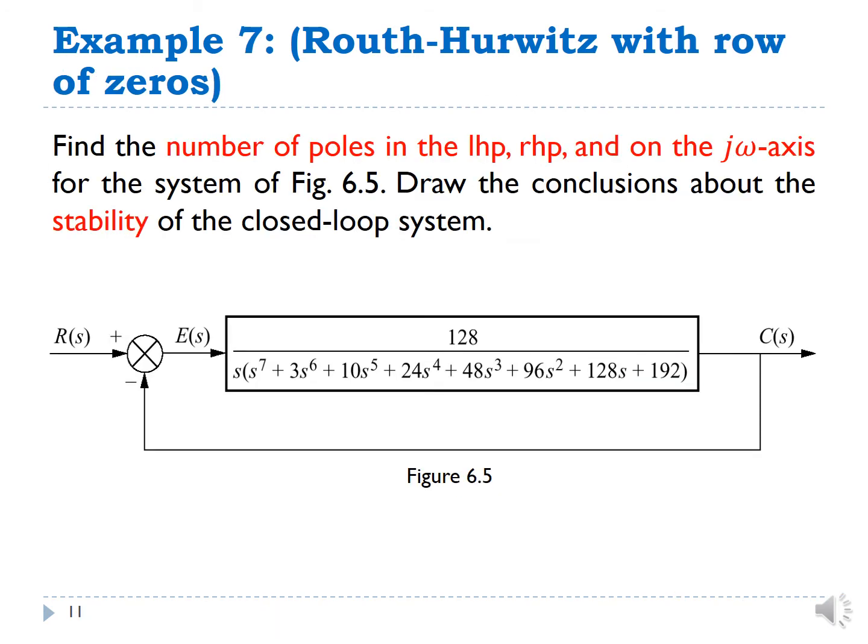Example 7. Find the number of poles in the left half plane, right half plane, and on the imaginary axis for the system of figure 6.5. Draw the conclusions about the stability of the closed-loop system. The first step that should be taken in order to solve this example is to find its closed-loop transfer function using the equivalent feedback system formula.